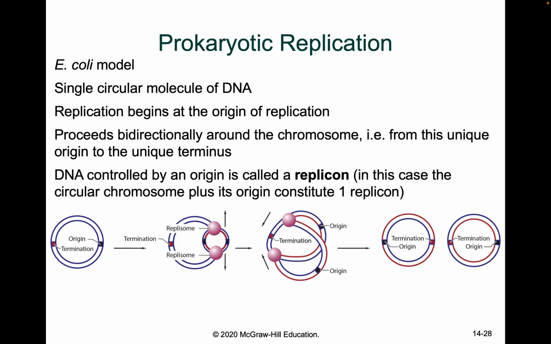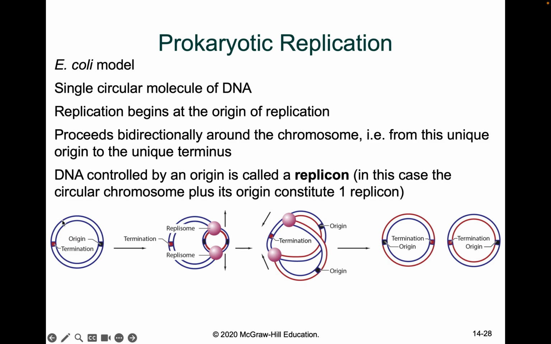So now we're going to talk about prokaryotic replication. Prokaryotic replication is replication done in unicellular organisms. And we're going to talk a lot about E. coli. E. coli is a beautiful model. It has a single circular DNA, so its DNA actually looks like this. It's one big massive circle that's closing on itself.